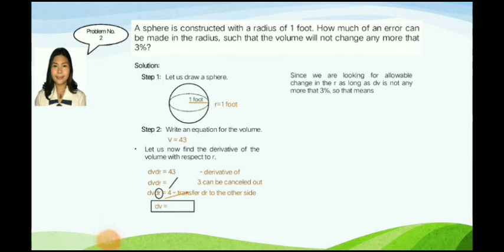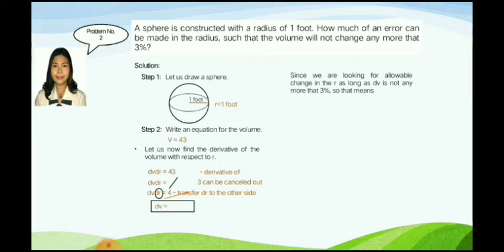So excuses for the typographical error, everyone. So the dV there should be in its complete form. dV is equal to 4 pi r squared dr. So that is the correct equation here, guys.